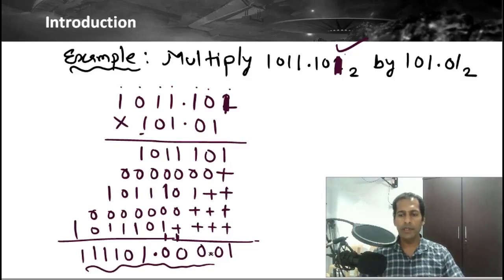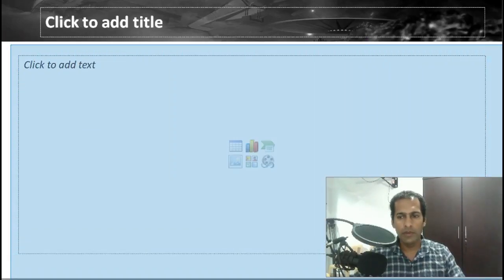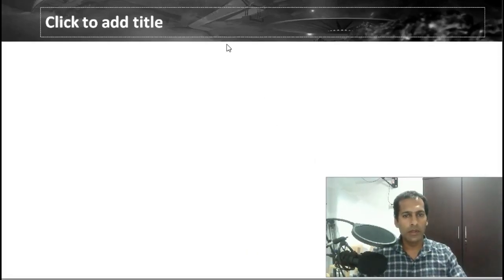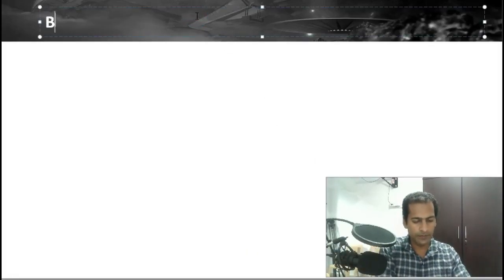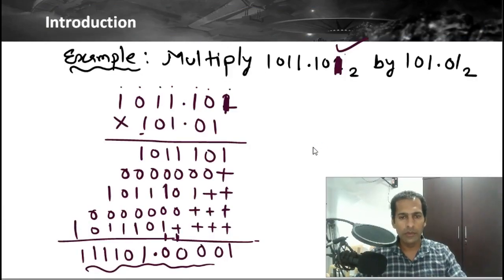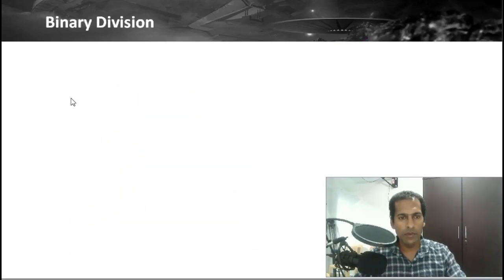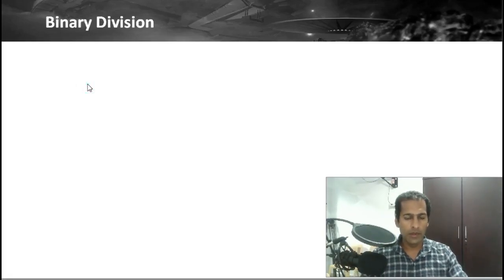Now as we have multiplication, similar way we can have the division. So let us see an example of binary division. Now division, we will solve by the same method that we use in routine. So in binary division, we will take one example.